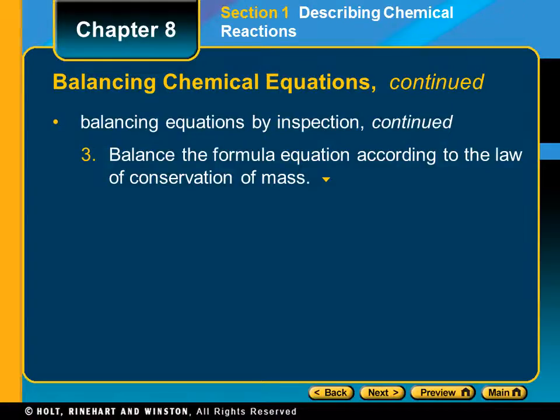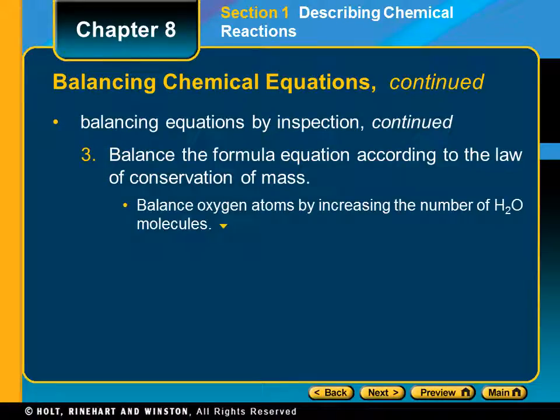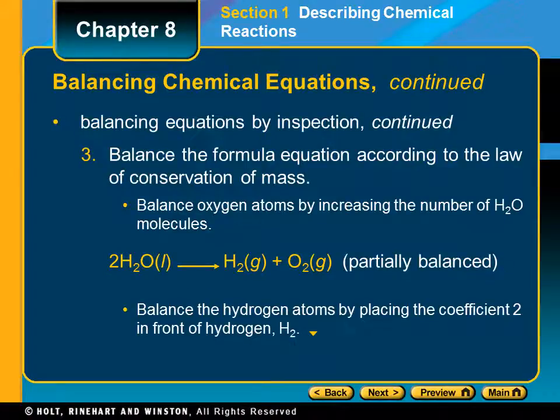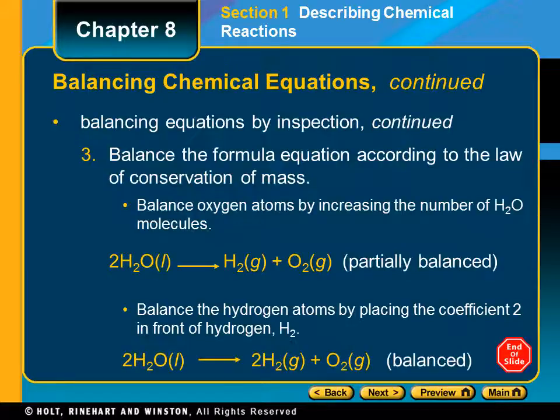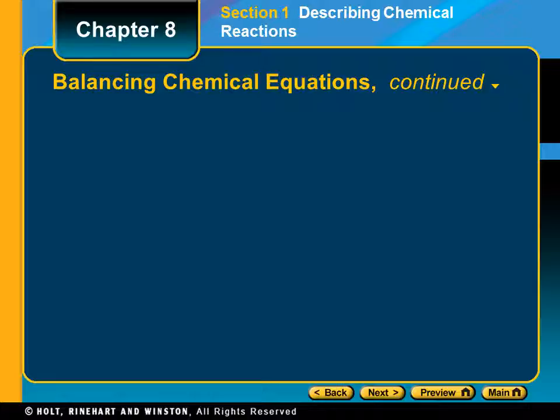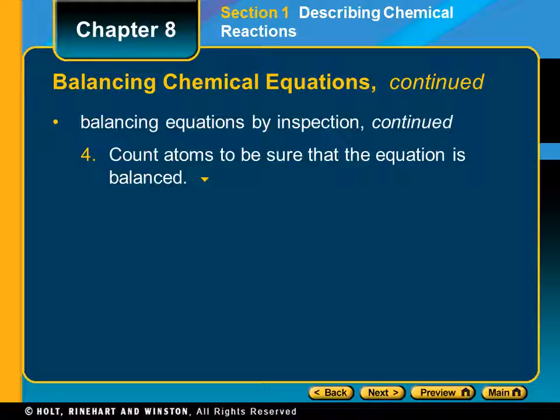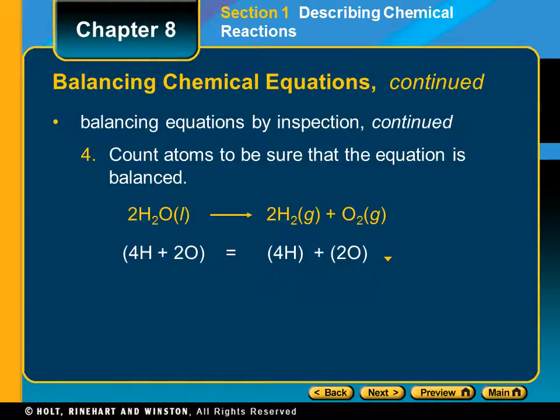You balance the formula equation according to the law of conservation of mass. Balance oxygen atoms by increasing the number of H2O molecules. 2H2O yields H2 plus O2. Balance the hydrogen atoms by placing the coefficient 2 in front of the hydrogen. So now you end up with 2H2O yields 2H2 plus O2. Count atoms to be sure that the equation is balanced. You see that it is.